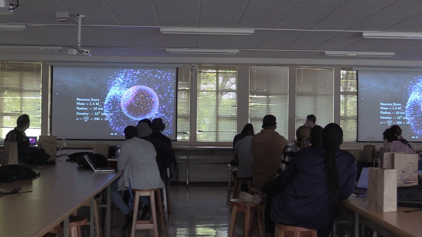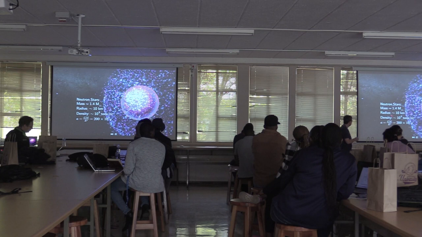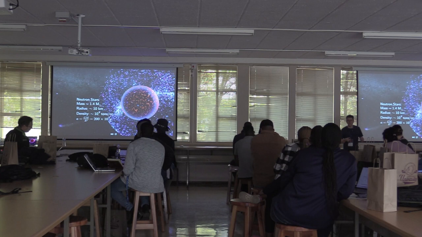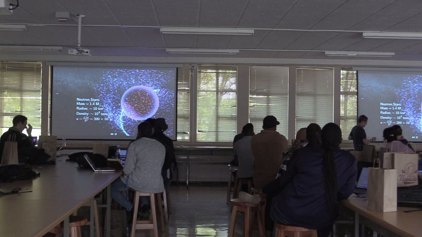And Daniel might tell us about how we're measuring the mass and radius of neutron stars using MeerKAT amongst other telescopes. And the density is amazing. It's 10 to the 9 tons per cubic centimeter. So it's a billion tons per cc.